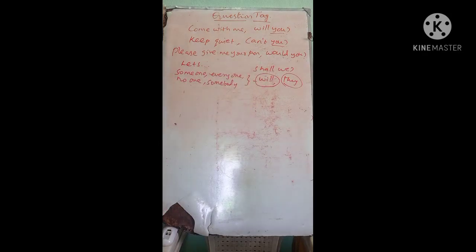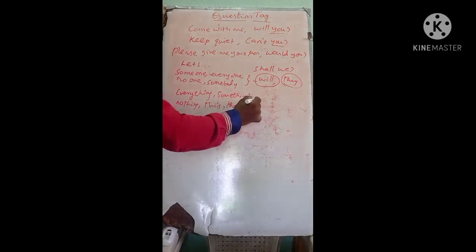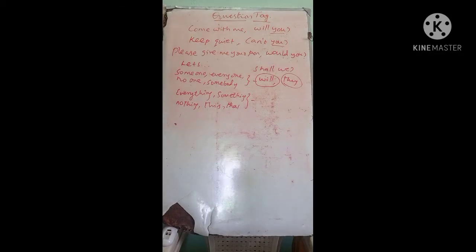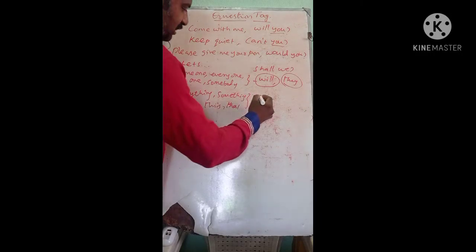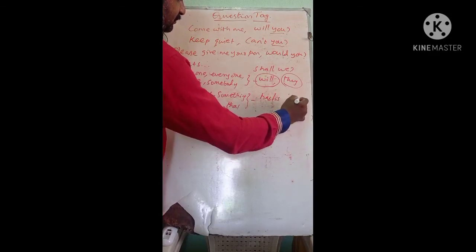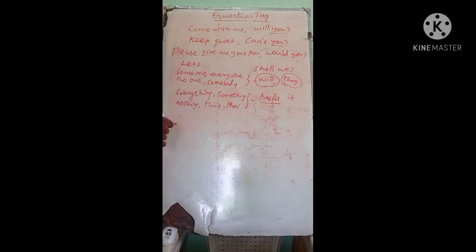Clear? And everything, something, nothing. So if you find everything, something, nothing, or this, and if you find any words like that in a given sentence, you are advised to use has or is as the auxiliary, and it should be the pronoun. In case the sentence is positive, you should write hasn't or isn't. If negative, has or is. What will be the pronoun? It should be the pronoun.